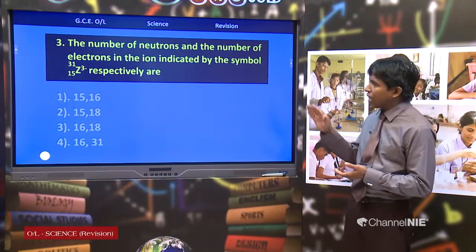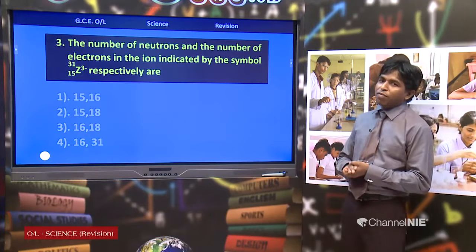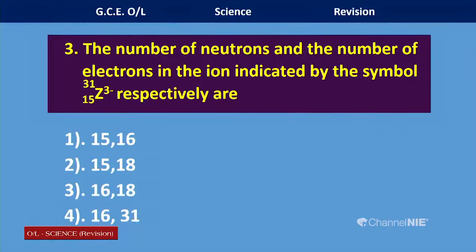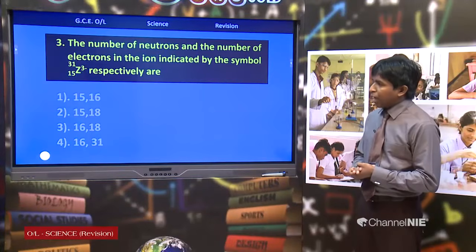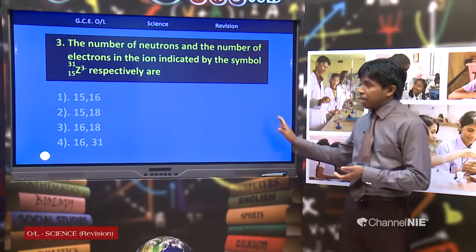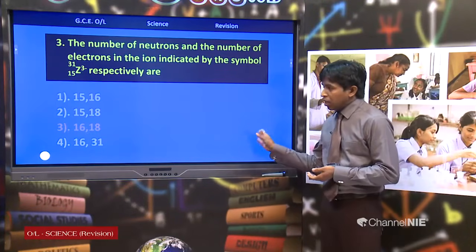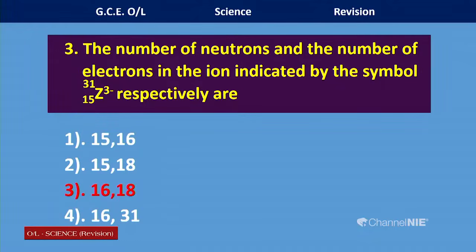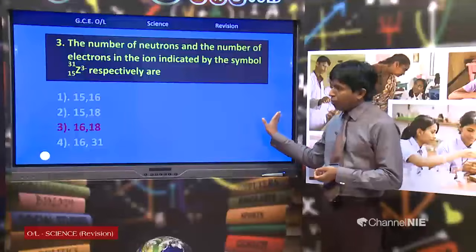So, the first one you have to get respectively: number of neutrons, 31 minus 15, will be 16 neutrons, and number of electrons will be 18. Correct order, neutrons 16 and electrons 18. So, the answer will be the third, 16 neutrons and 18 electrons. Let us move on to question number 4.